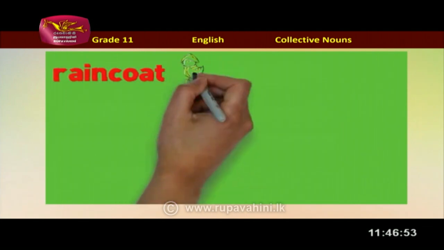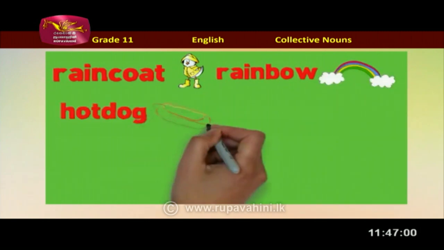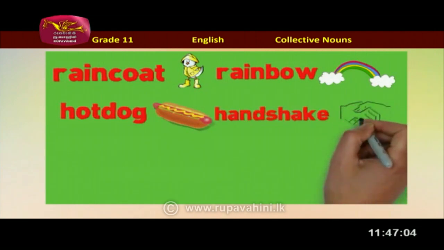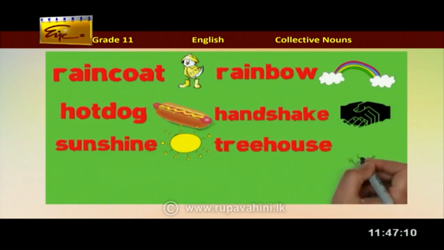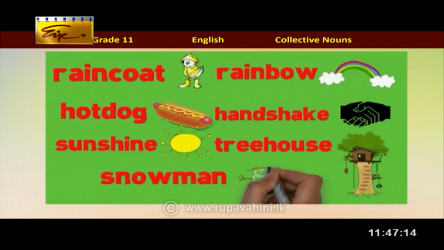Rain and cold together keep you dry. Rain and bow make beauty in the sky. Hot and dog make a food we eat. Hand and shake a symbol when we meet. Sun and shine, brightness in your day. Tree and house, a place we like to play. Snow and man, a cold and frosty friend.